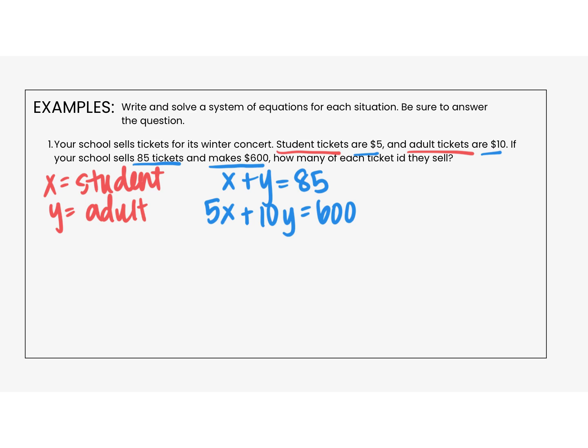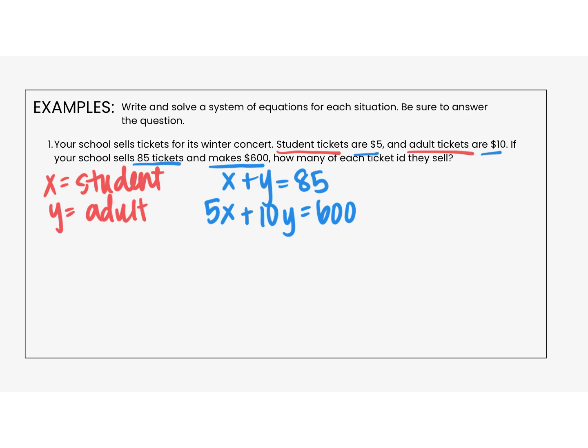So there is our system of equations. Again, student plus adult tickets has to equal 85. So that's this first equation. And then each student ticket is $5. Each adult ticket is $10. In total, that has to be $600 worth of sales. Okay, so now we just solve this.